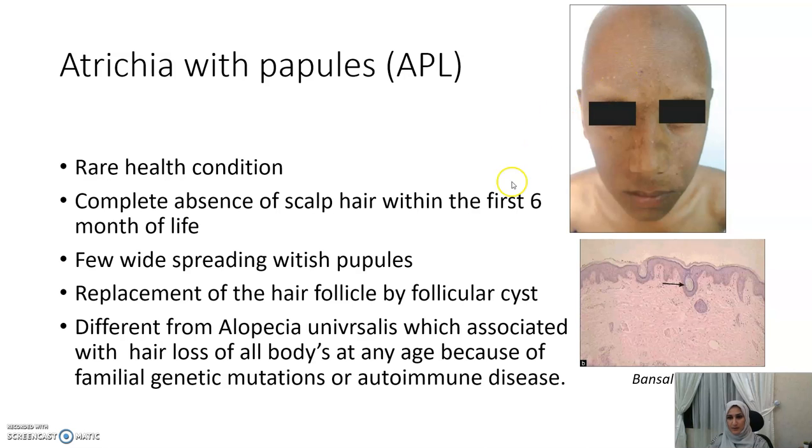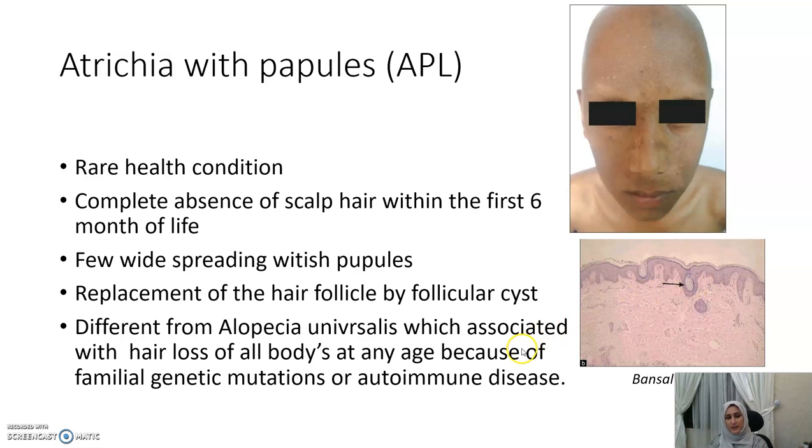papules on the scalp and some parts of our body. The patients also lose the hair follicles, and the hair follicles are replaced with a cyst. If you take a biopsy from the skin, from the scalp, and you look at the follicle, you're going to see a cyst.